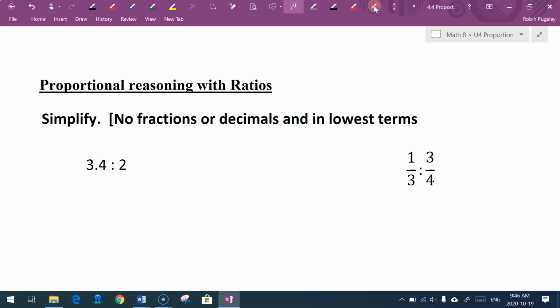Today we're going to work with our ratios once again, and we're going to talk about proportional reasoning with ratios. So we're going to be solving proportional situations, but we're going to focus on ratios today. And we're going to give you some ideas on different strategies, and just because I've chosen a strategy doesn't mean you need to use the same strategy.